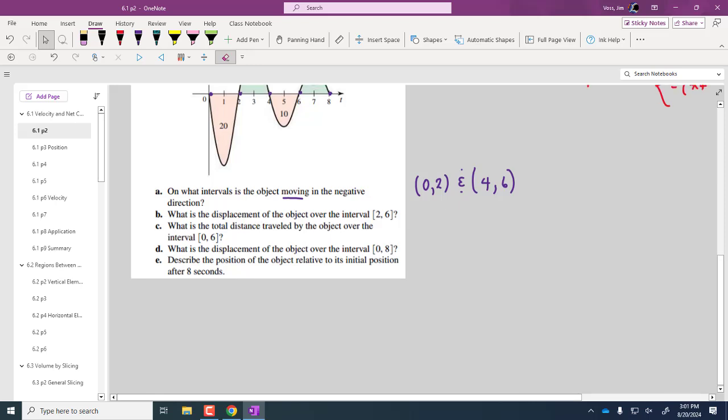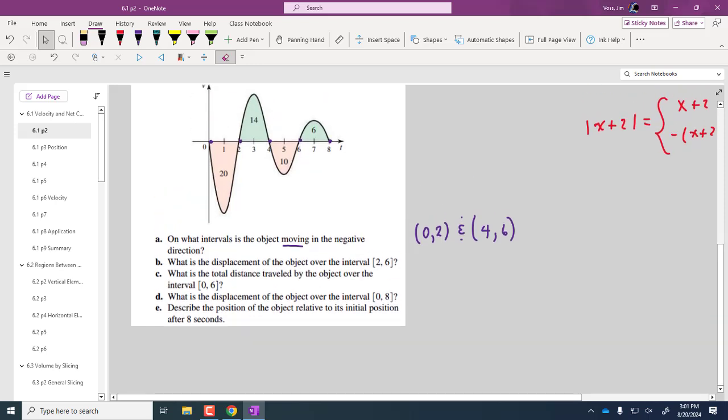B, what is the displacement on interval 2 to 6? So if we look up here, interval 2 to 6 right there, it's saying what is the displacement from 2 to 6? What do you think for that? So 2 to 6 displacement is always upper area minus lower area. So we'll do 14 minus 10, which is equal to 4.